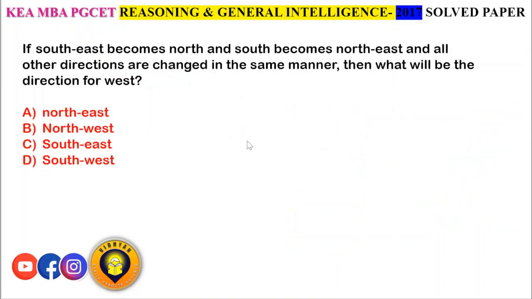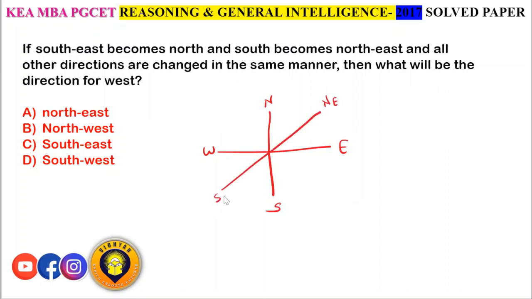Now, if southeast becomes north and south becomes northeast and all other directions are changed in the same manner, then what will be the direction for west? See, first put the general diagram. First put the general direction. So you know well that this is east, this is west, this is north, this is south, and this is going to be northeast, this is going to be southwest, then here this is southeast and this is northwest, correct? Now what they told: if southeast becomes north and south becomes northeast, and all other directions are changed in the same manner, then what will be the direction for west?